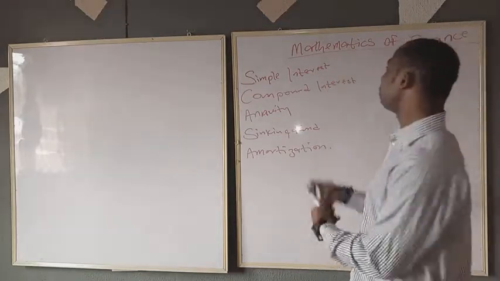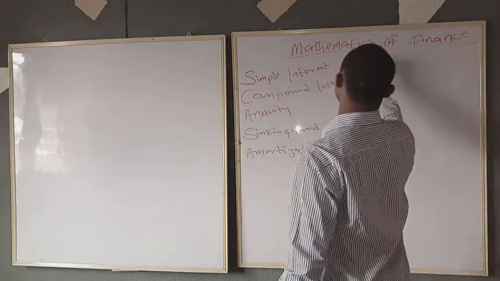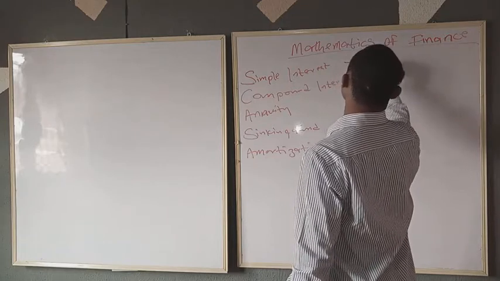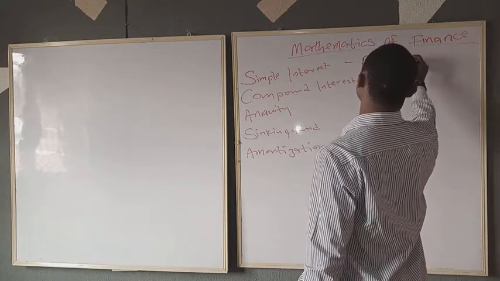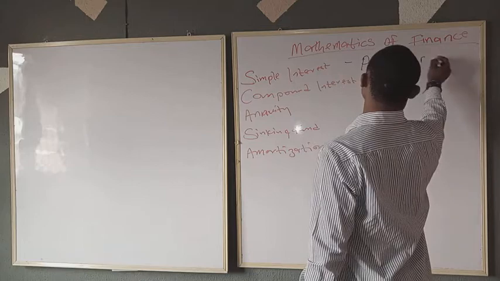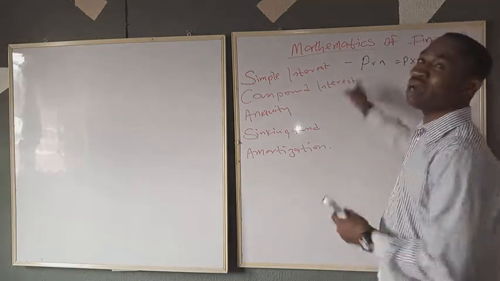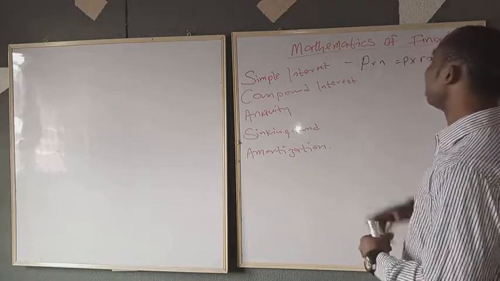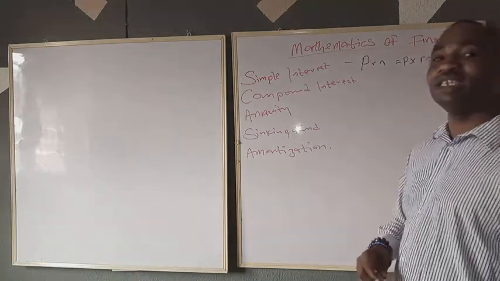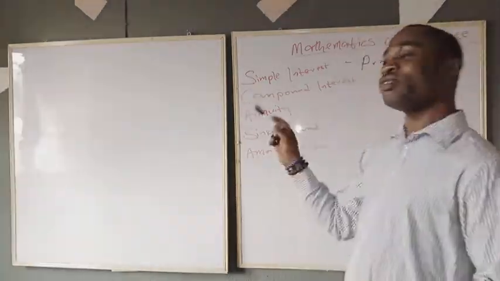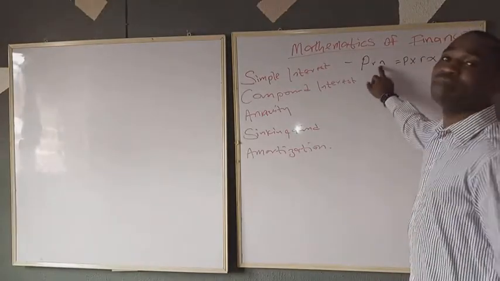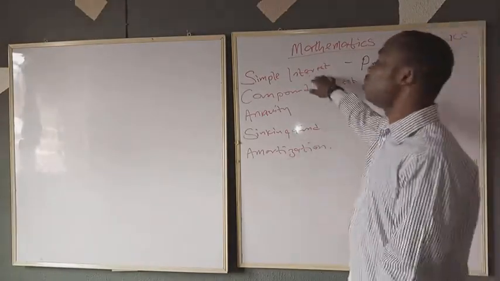So that's what they mean by simple interest. And the formula for simple interest is just PRN, which simply means P times R times N. P stands for our principal, the amount you are investing, R stands for the rate they are paying in that saving plan, and N stands for the number of years. So that is simple interest.